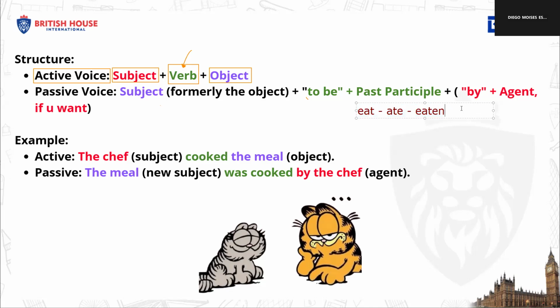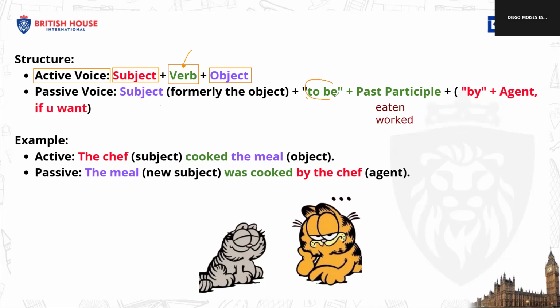But in regular verbs, for example, we're going to work with work. We have work as the infinitive, in past simple it is worked with ed, and in past participle it's the same, worked. So it's always going to be the third verb form. So that's past participle. We're going to use eaten or worked. This is not difficult. But what happens with verb to be?